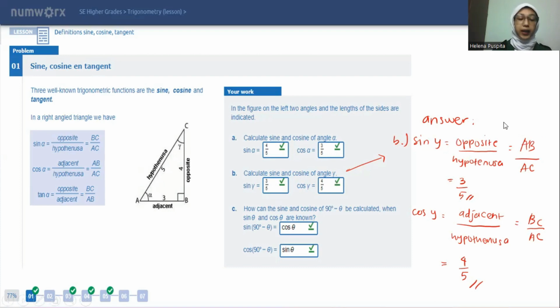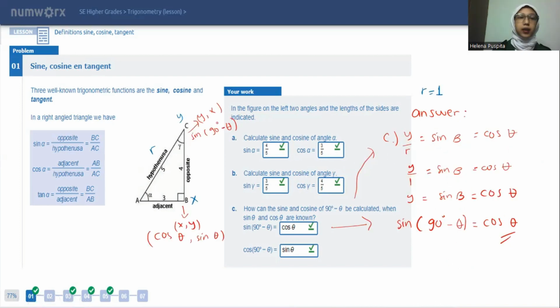The opposite of the gamma angle is AB, and the hypotenuse of the gamma angle is AC. So the solution is 3 over 5. And then the adjacent side of the gamma angle is BC, and the hypotenuse of the gamma angle is AC. So the solution is 4 over 5.